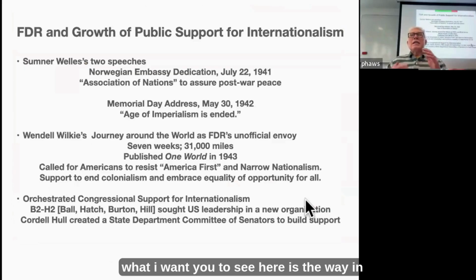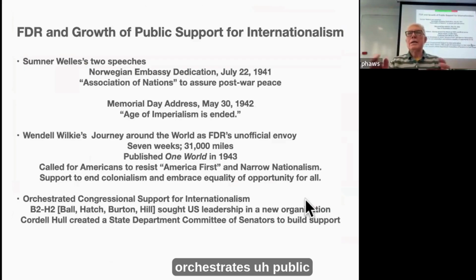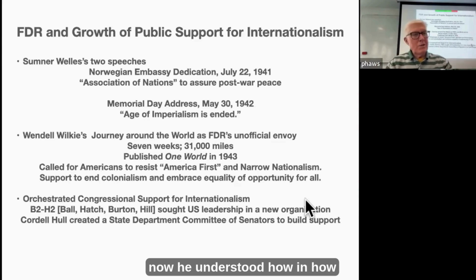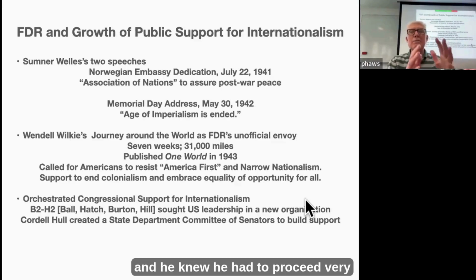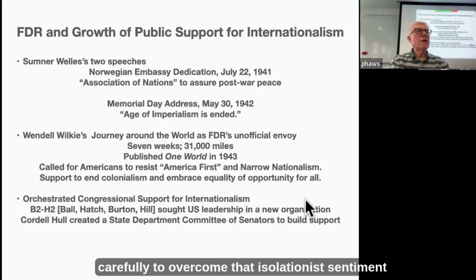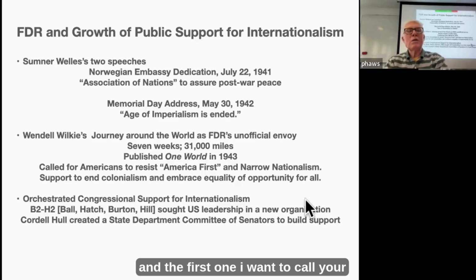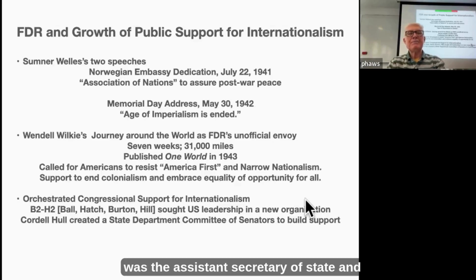Now, what I want you to see here is the way in which Roosevelt, I'll use the term orchestrates, the growth of public support for internationalism. Now, he understood how powerful this isolationist sentiment was, and he knew he had to proceed very carefully to overcome that isolationist sentiment in the American public. And he works through representatives. And the first one I want to call your attention to is a man by the name of Sumner Welles. He was the Assistant Secretary of State.